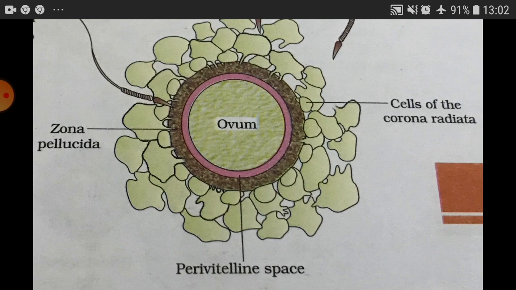The zona pellucida is secreted by the ovum itself and is also known as the primary egg membrane. It is composed of 3 different glycoproteins. The corona radiata is formed of radially elongated follicular cells. It is the secondary egg membrane. And there is a space in between which is known as the perivitelline space. So have you seen this diagram now?